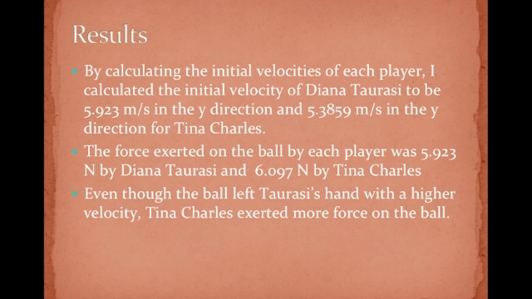By calculating the initial velocities of each player, I calculated the initial velocity of Diana Taurasi to be 5.923 meters per second in the y direction and 5.3859 meters per second in the y direction for Tina Charles. The force exerted on the ball by each player was 5.923 newtons by Diana Taurasi and 6.097 newtons by Tina Charles. And finally, even though the ball left Taurasi's hand with a higher velocity, Tina Charles exerted more force on the ball. We will look at these calculations in more detail throughout the video.